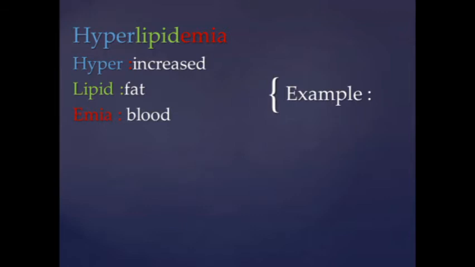Okay, so let's continue. Hyper is increased, lipid is fat, and emia is blood. So what you will understand is that it's an increased fat in blood.